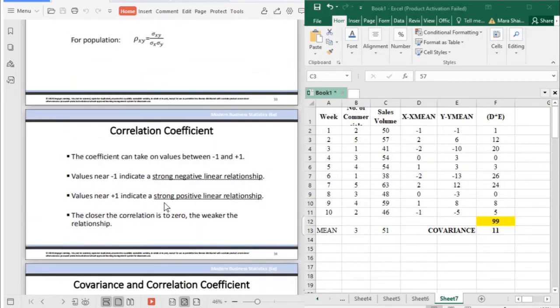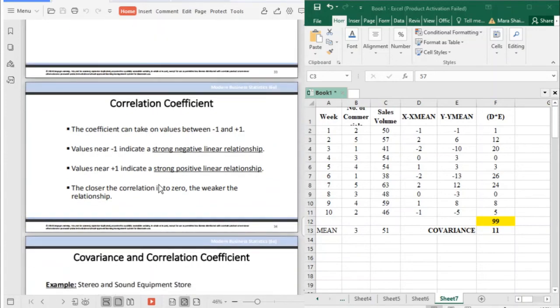So this is for analyzing the correlation coefficient, or if you have the results. A correlation coefficient can take on values between -1 and +1. Values near -1 indicate a strong negative linear relationship, while values near +1 indicate a strong positive linear relationship. The closer the correlation is to 0, the weaker the relationship. So that is your correlation.